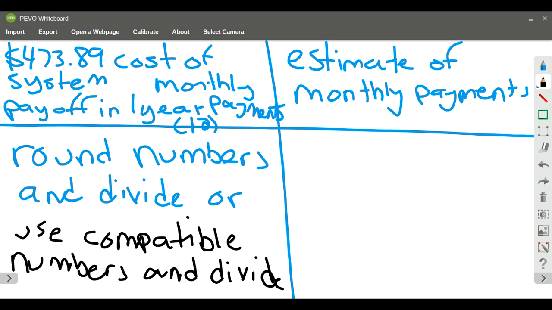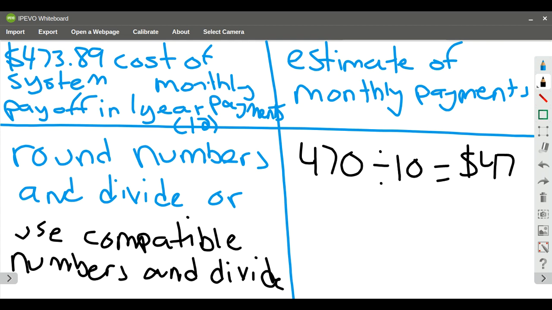So if I take $473.89, I'm going to round that to the nearest 10. So that becomes $470. And then I'm going to take my 12 payments, and I'm going to round that to the nearest 10. That gives me 10. And when I do that, it's going to be about $47 a month. And then when I look at compatible numbers, so here's my rounding.